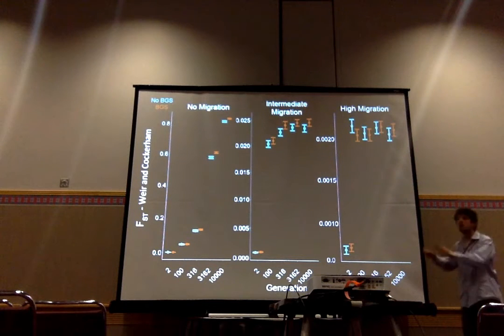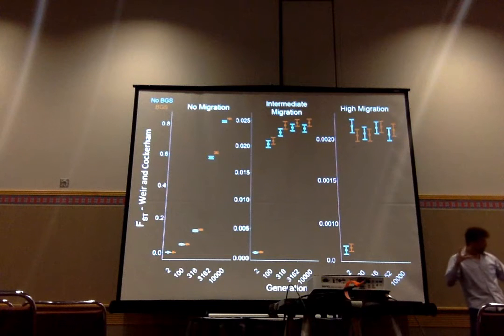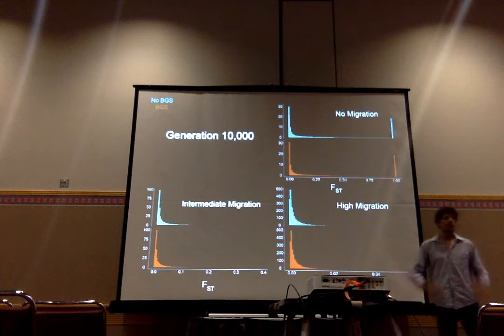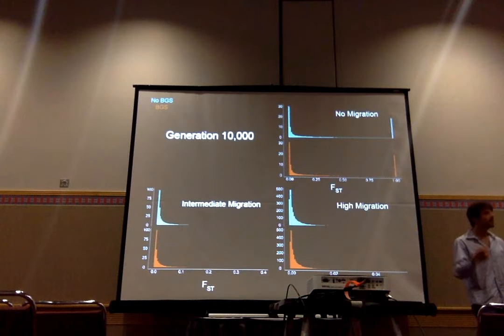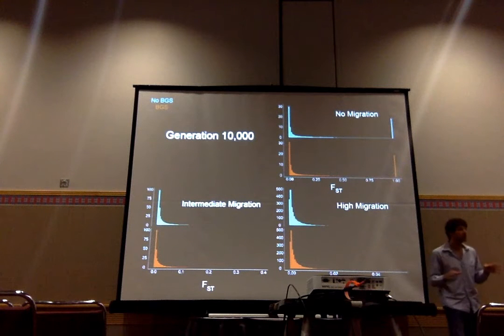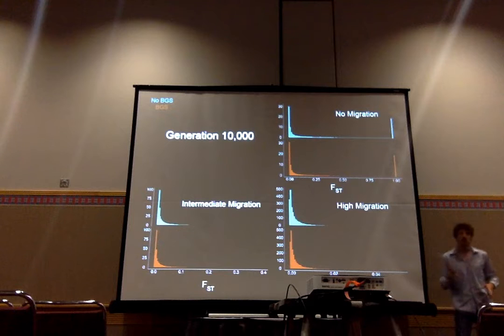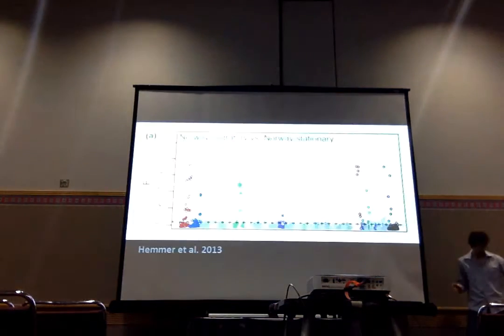So we can zoom into the actual full distribution, and if we do so, we can see that the distributions of FST, whether there is background selection or not, are still very much similar. You can zoom in on the tail, and it still looks very similar. So it doesn't look like background selection has much of an impact within these simulations.